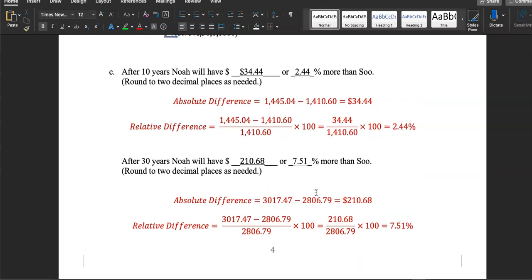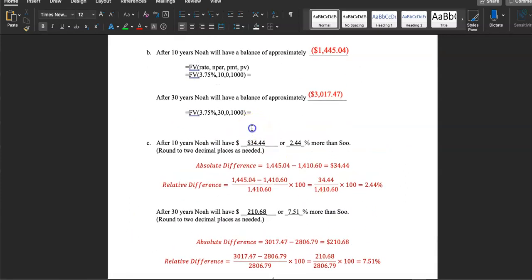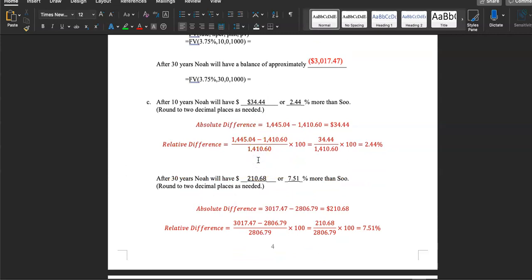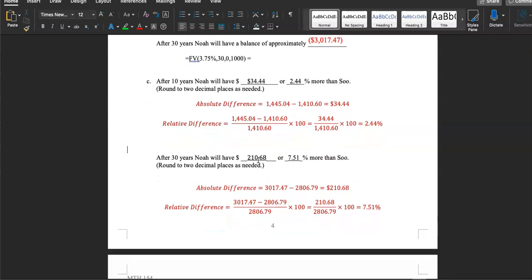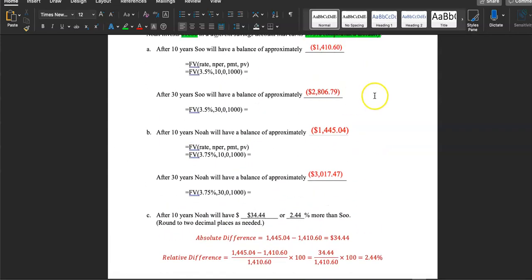So it's sort of like an application problem that took us more than just finding the future value, where we had to compare by finding the absolute difference and relative difference. But that's a great review of the final exam problems, right?